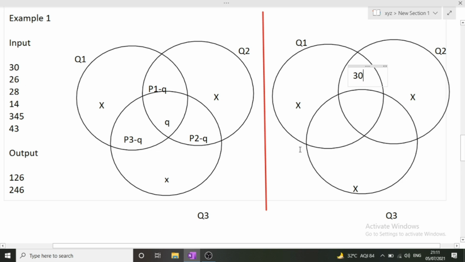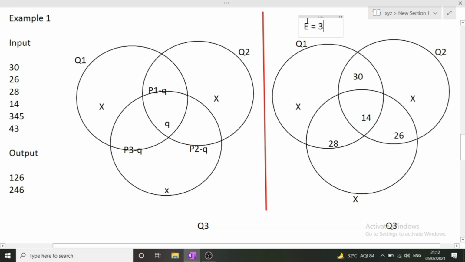Next is 26, that is P2. P2 was here, that is 26. Next was P3, that was 28, that was here. Then there was 14, that was Q. Now 345 represents E, the total number of employees in the company. The last value is 43, that is R. R here represents 43, those people who have not taken any part in the competition. Now again, see here, this 30 represents this entire value.